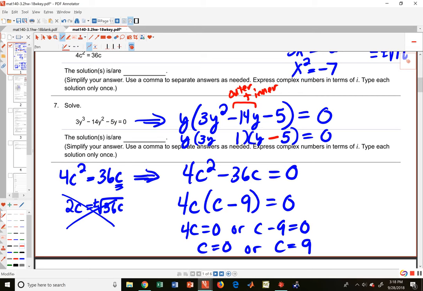So we need a negative on the 5 times 3 to get negative 15. We're going to need a positive to make it one larger than negative 15, so negative 14. And so there's our factorization.